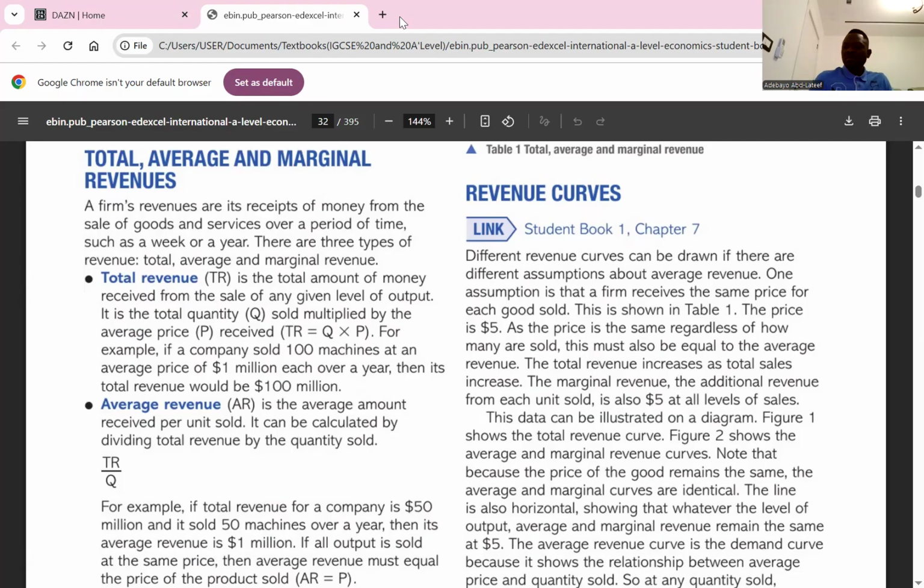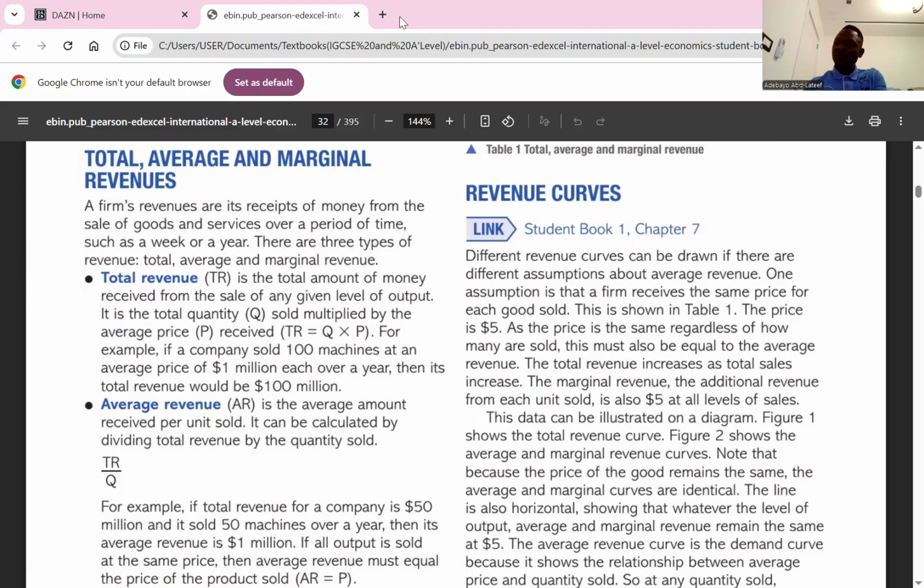For total revenue, it simply means the price multiplied by the quantity sold. Price multiplied by what? Quantity sold. So here I wrote, total revenue is the total amount of money received from the sales of any given level of output. Whatever you have sold, the amount of money you receive from it is your total revenue. So that's why it is P multiplied by Q, price multiplied by quantity sold. I think total revenue is clear. Total revenue clear, please? Yes.